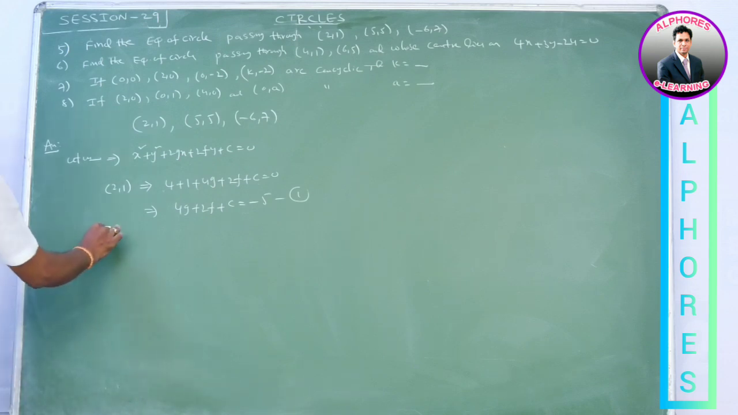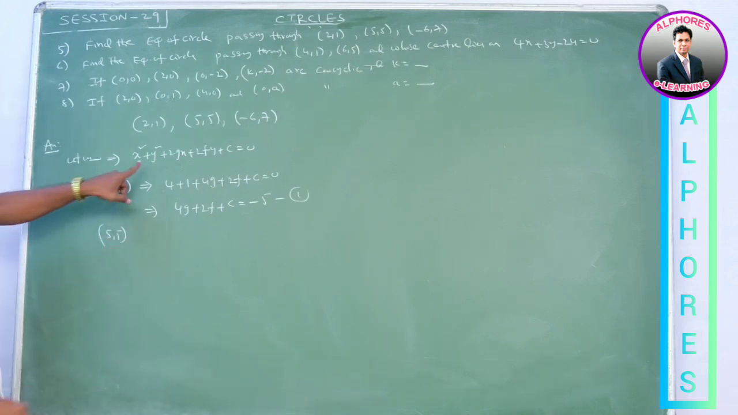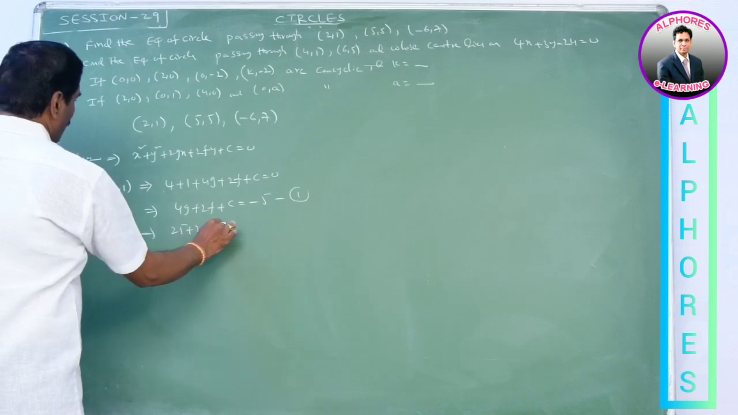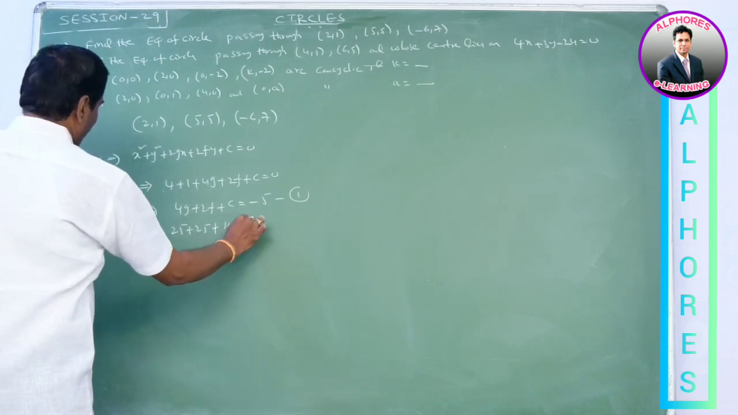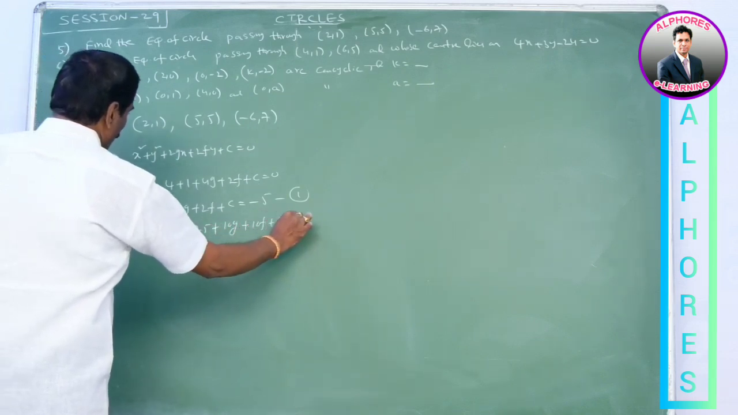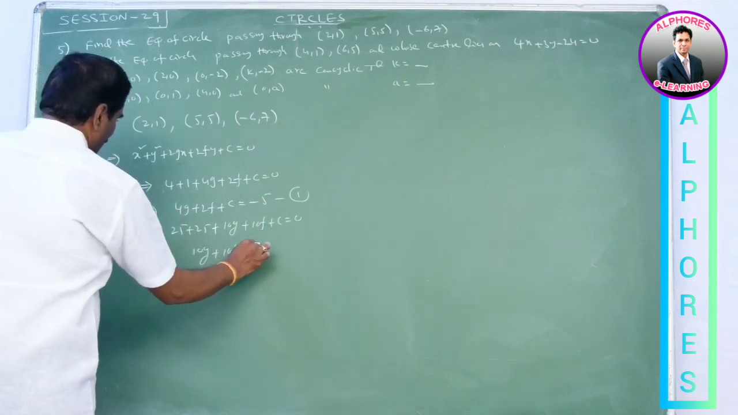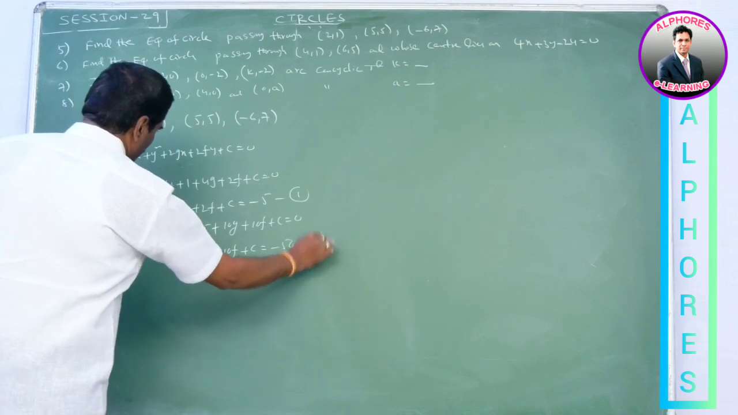Next, (5, 5) also lies on this circle. The circle passes through this point. That means (5, 5) lies on this circle. That means 25 plus 10g plus 10f plus c is equal to 0. That means 10g plus 10f plus c is equal to minus 50. It is equation number 2.